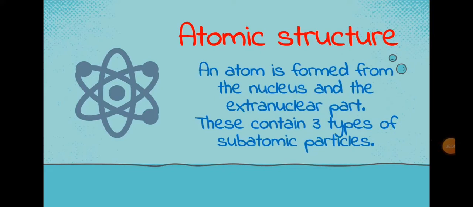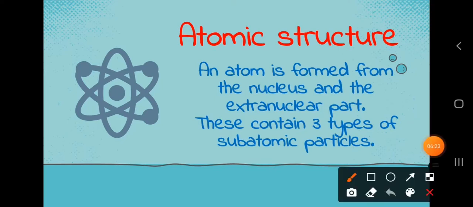The first one is atomic structure. An atom is formed from the nucleus and extra nuclear part. These contain three types of subatomic particles. Now he stated that there is an atomic structure and an atom is formed from the nucleus. As I said, when you sow a seed, a plant is going to grow. Likewise, when there is a nucleus, an atom is going to grow up. Now let's see what those three subatomic particles are.